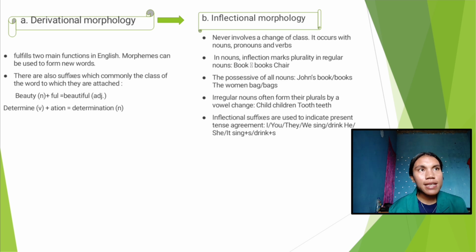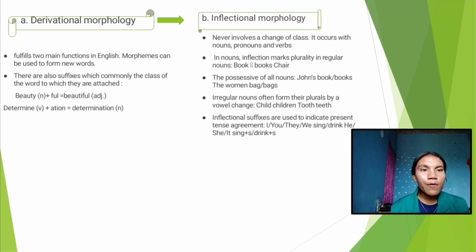The second, or B, is inflectional morphology. It never involves a change of class. It occurs with nouns, pronouns, and verbs. In nouns, inflection marks plurality in regular nouns, for example, book to books, chair to chairs. The possessive of all nouns, John's book or books, the woman's bag or bags.